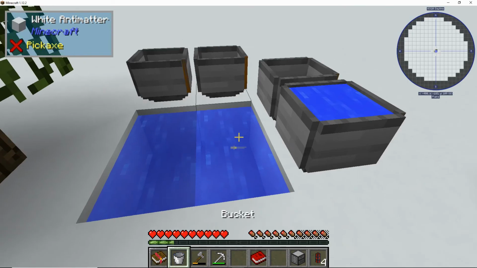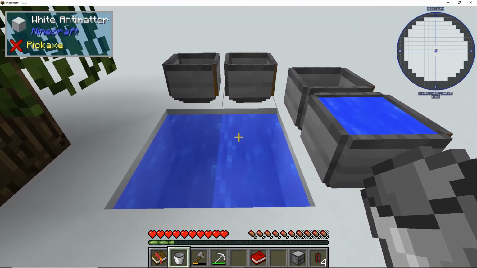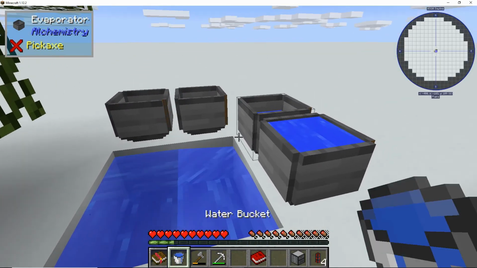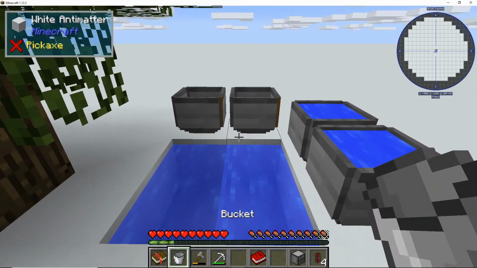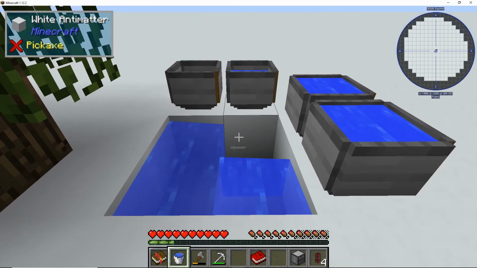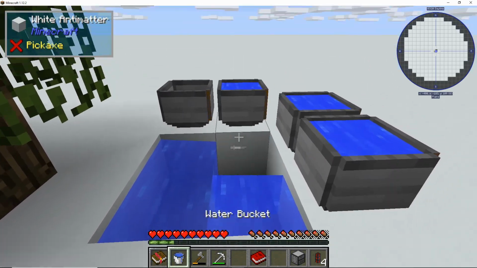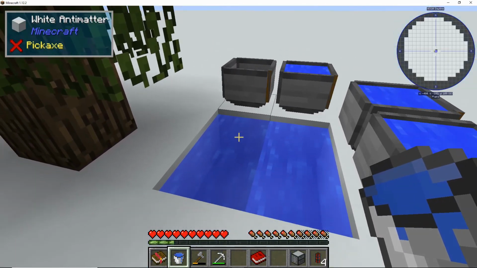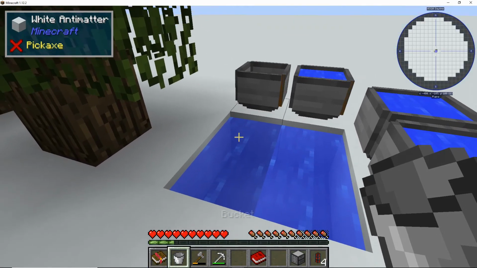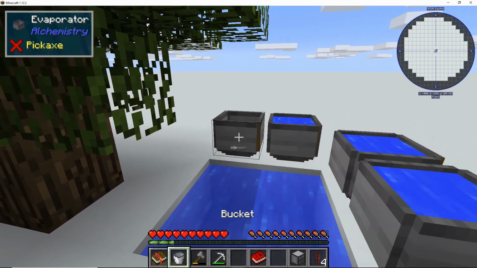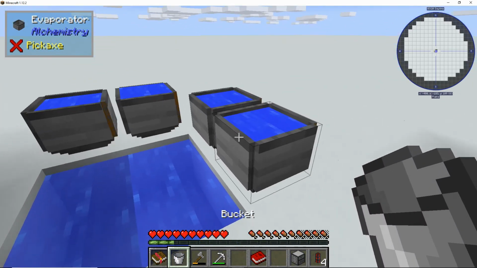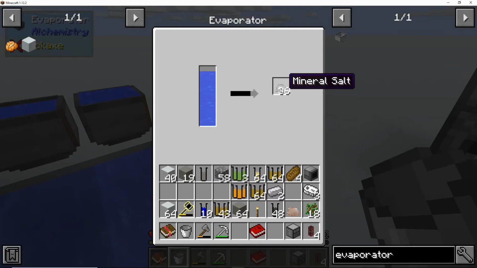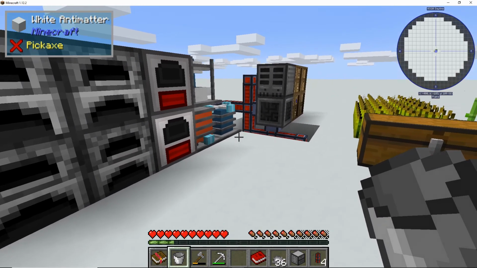So here this is max. So let's fill this up. Now the beauty with the evaporator is it will get us some more material for us. So here I've got some mineral salt. Let's see what we can do with that.